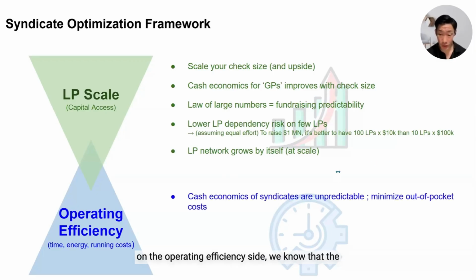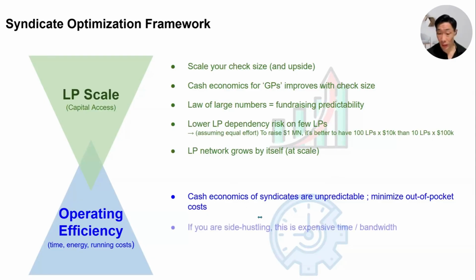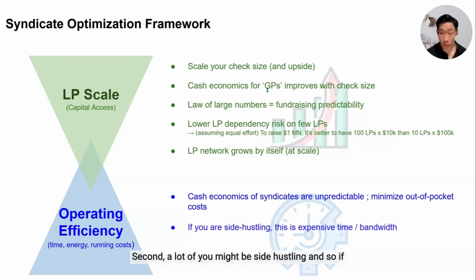And on the operating efficiency side, we know that the cash economics of a syndicate are unpredictable. We effectively only get paid on cash when we get deals done. So you want to minimize out-of-pocket costs to compensate for the lumpiness. Second, a lot of you might be side hustling. And so if that's the case, the time and energy that you spend on doing this is expensive time and bandwidth. So you want to be efficient with doing this.